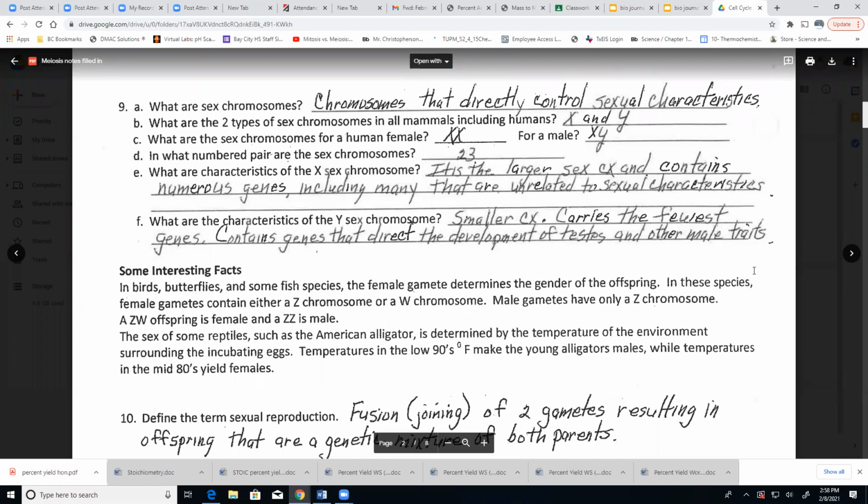So sex chromosomes are chromosomes that directly control sexual characteristics. So any characteristic that you think of that makes a female a female, or a male a male, those would be controlled by that XX or XY chromosome.